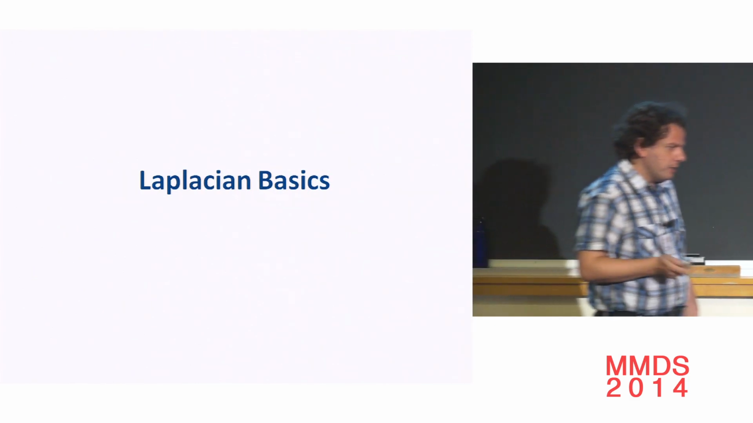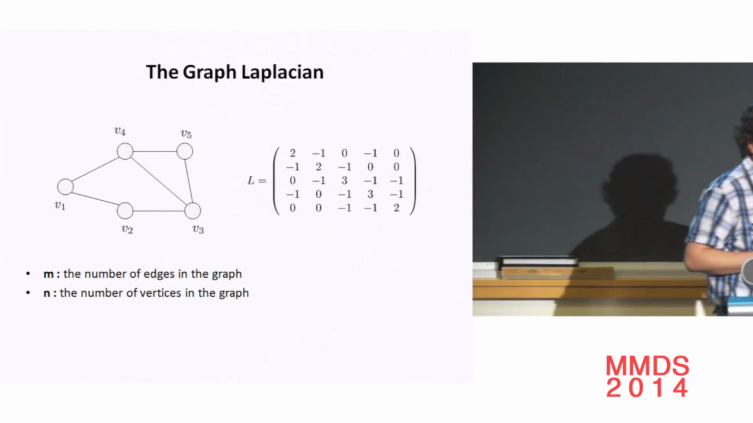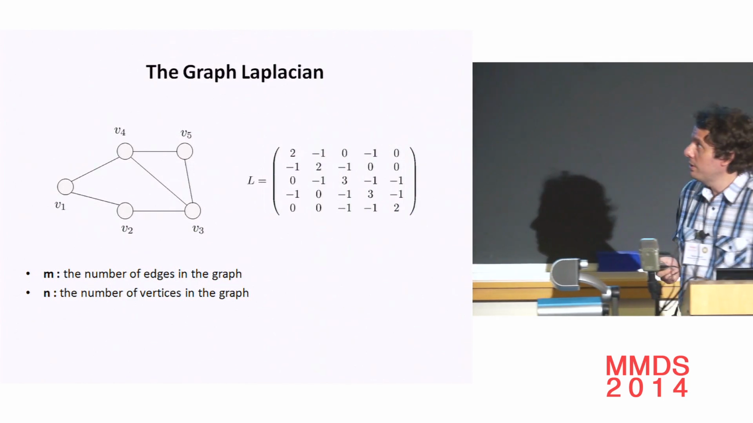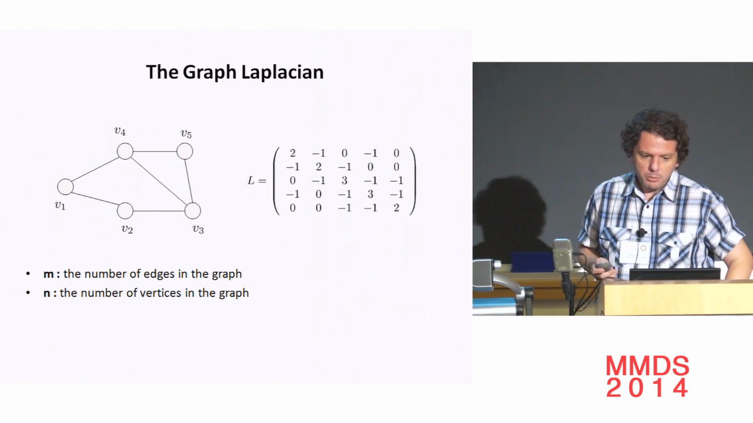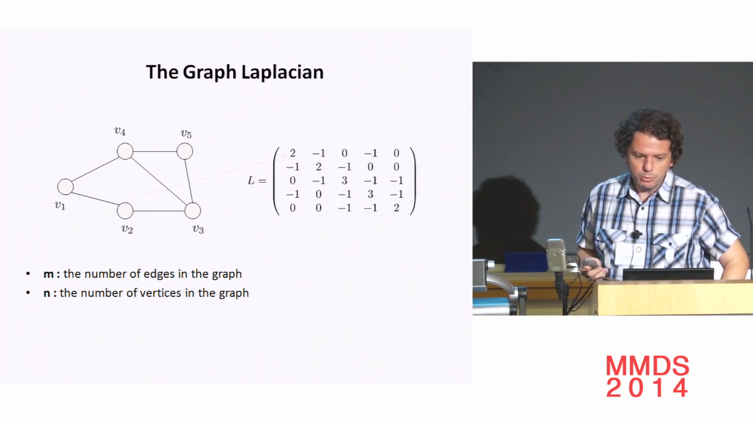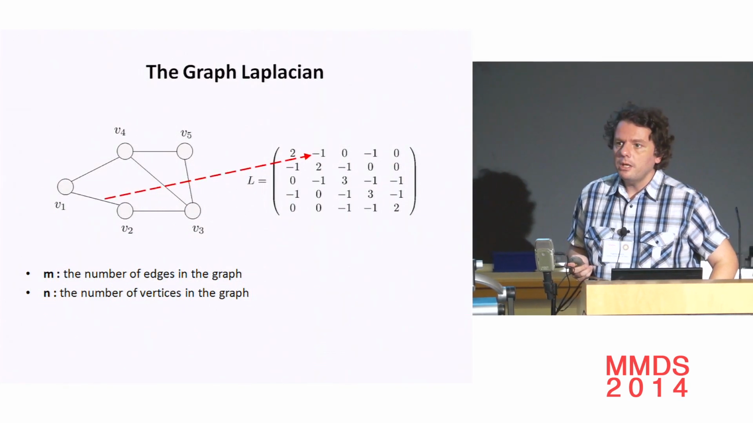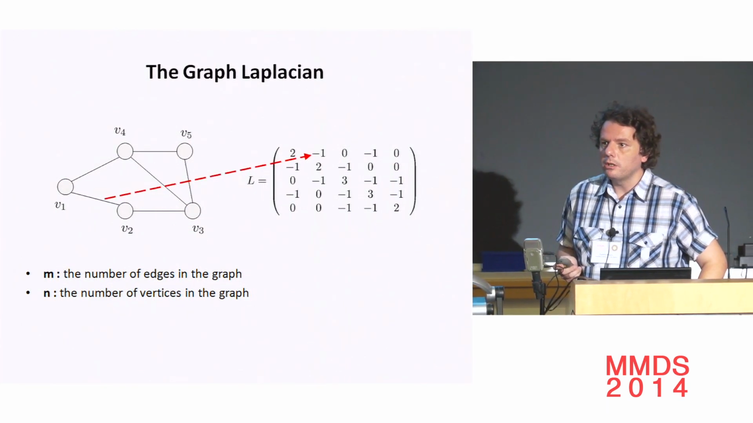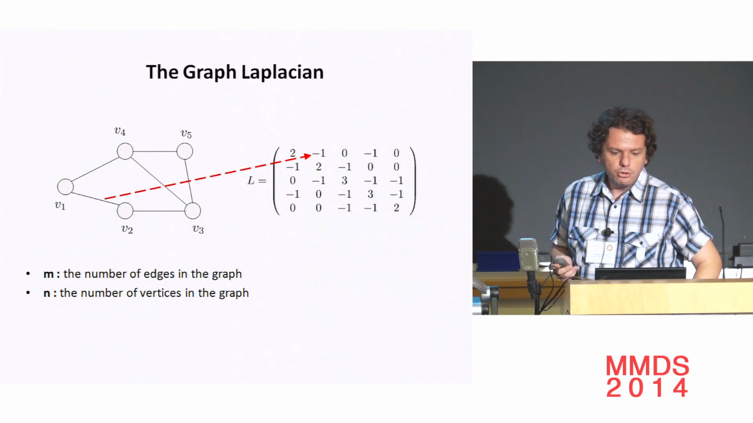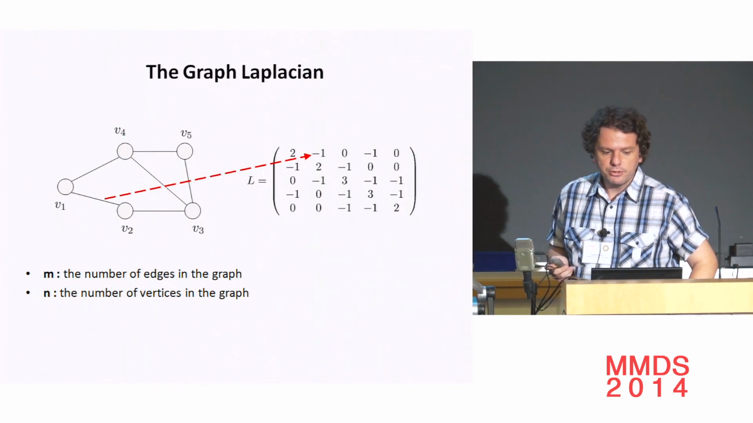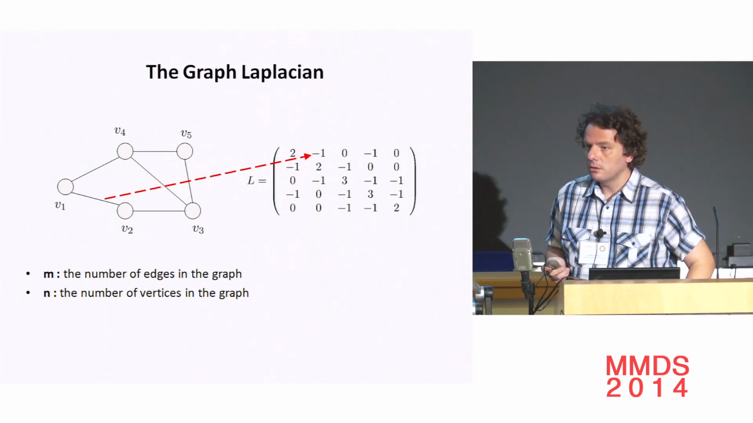I'll start by getting something out of the way, which is: what is the Laplacian of a graph? Here's a graph, and the Laplacian matrix is basically very simple. For every edge, you put a -1 in the corresponding entry of the matrix, and there are two parameters here: the number of edges and the number of vertices. So this is the Laplacian.